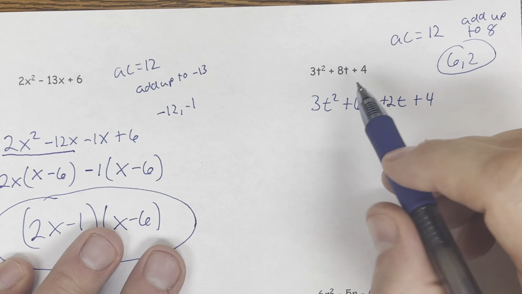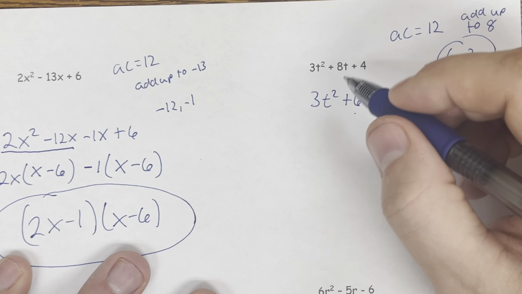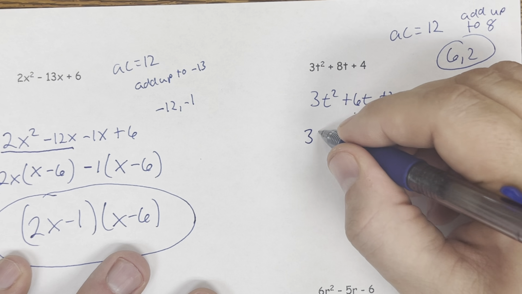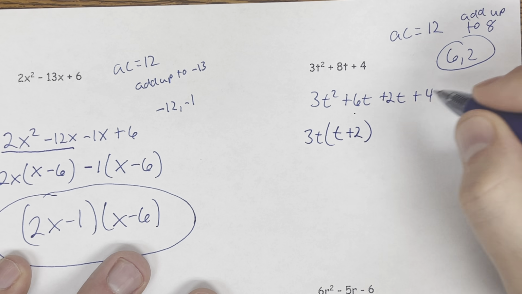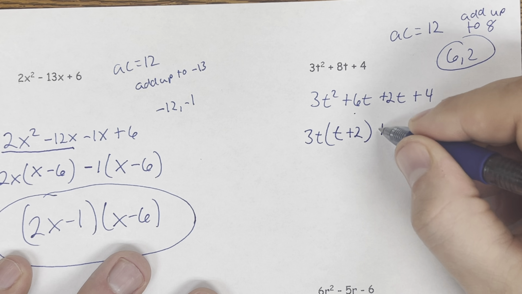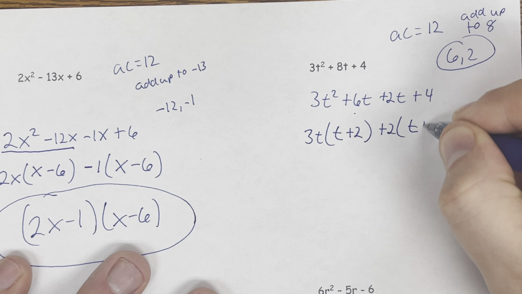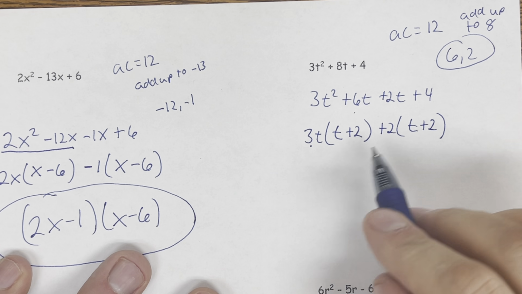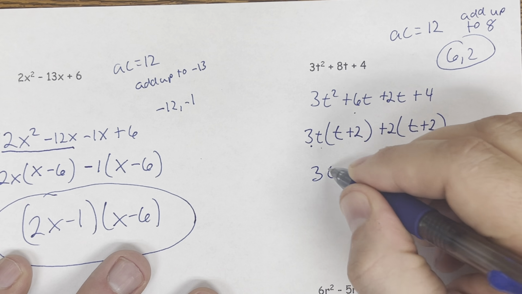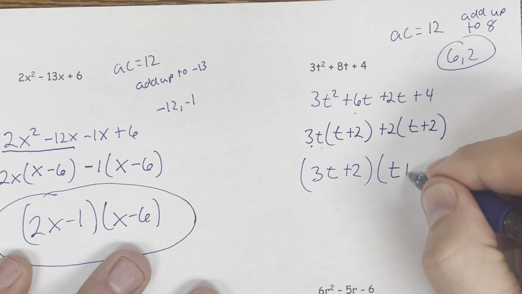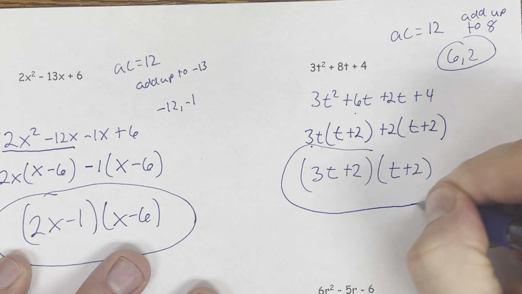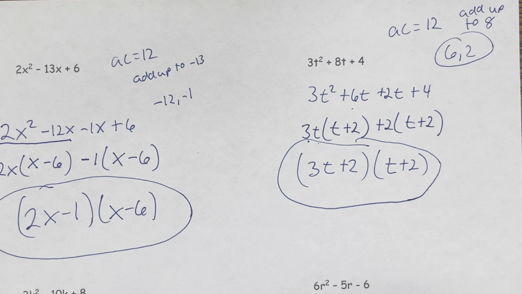So first two terms, GCF is 3t. When I pull out the 3t, I'm left with t plus 2. Next one, GCF is 2, left with t plus 2. So first set is the outer two numbers, 3t plus 2. Second set, common t plus 2. Got it, factored. Okay, so from here, my recommendation: hit pause, try these 4, check your answers.